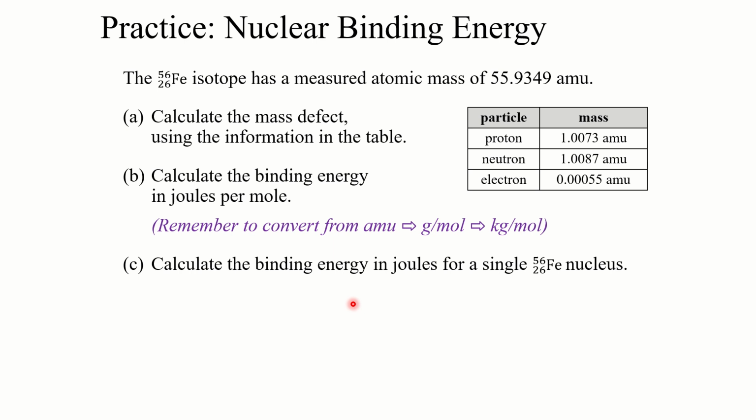If you have any trouble with this problem, please go back to the example I showed with the helium nucleus. It's the same process. It's just slightly more complicated because you are dealing with 26 protons, 26 electrons, and 30 neutrons instead of the simple helium nucleus we were working with.